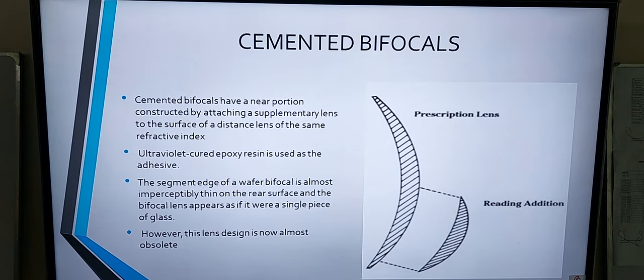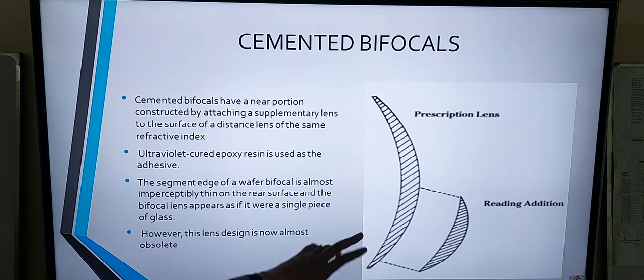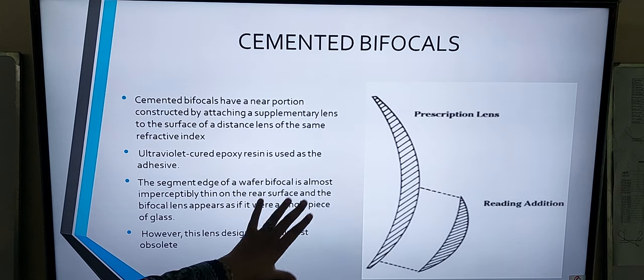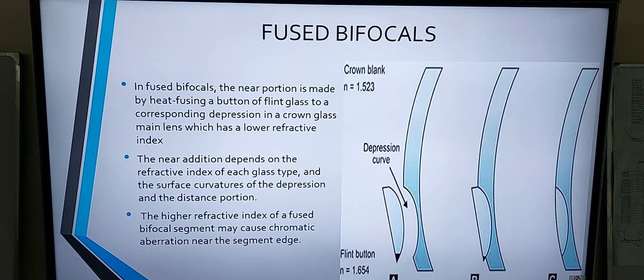Then we have the cemented bifocal. This lens design is now almost obsolete. Here we have a distance lens for distance correction, and the reading addition is cemented or attached to the distance lens using ultraviolet cured epoxy resin as an adhesive. The reading correction applied is very thin, and the lens overall appears to be a single piece of lens. But this design has become obsolete now.